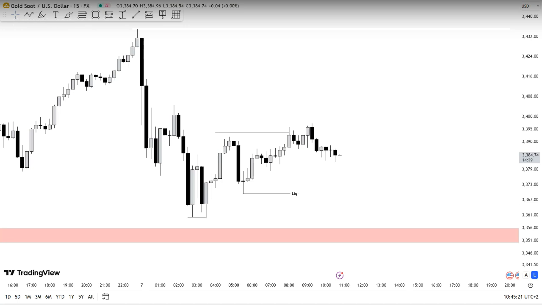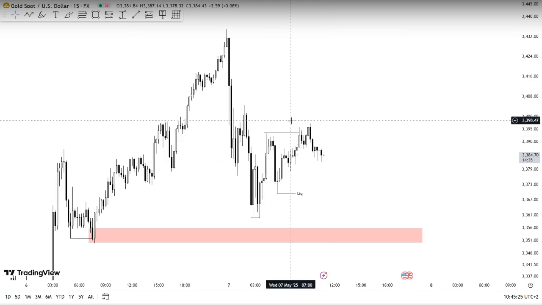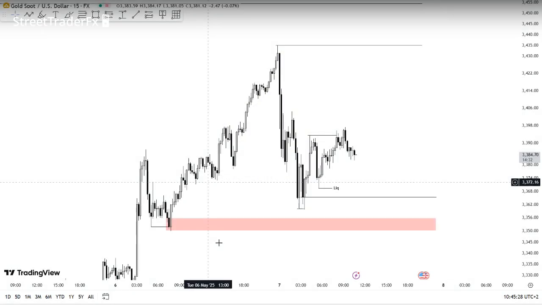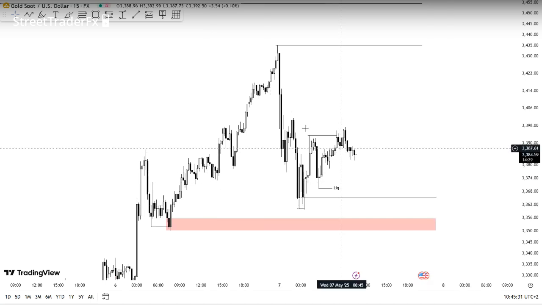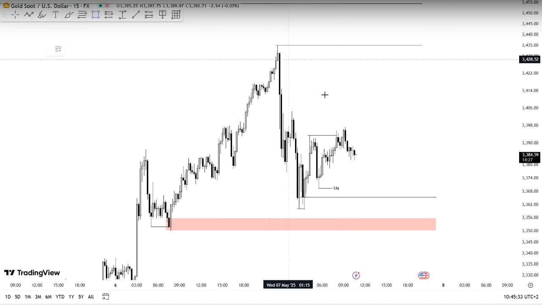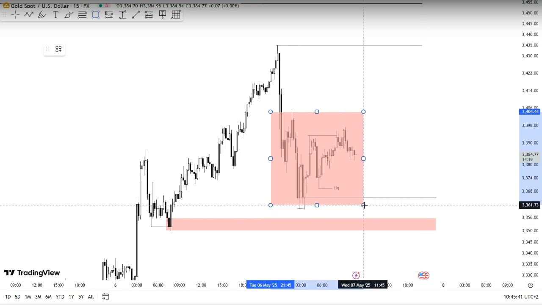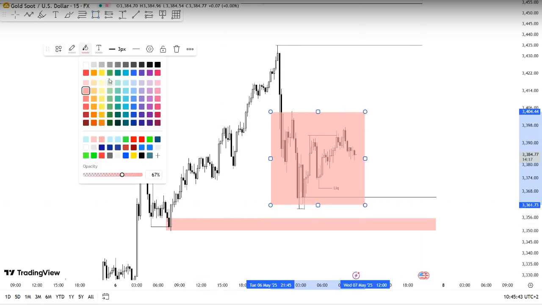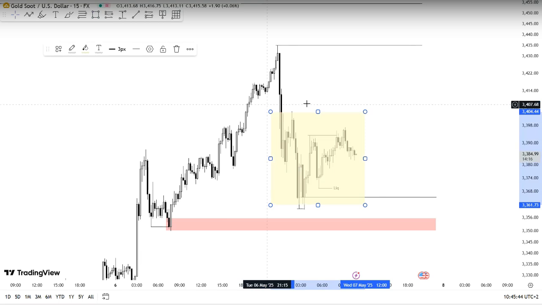So basically, right now, I don't think I'm interested in taking any trades because of the way the market is right now. It's creating a bit of consolidation, if you can see, right? It's in a bit of a consolidation right now, so not really ideal for me to look for any trades.